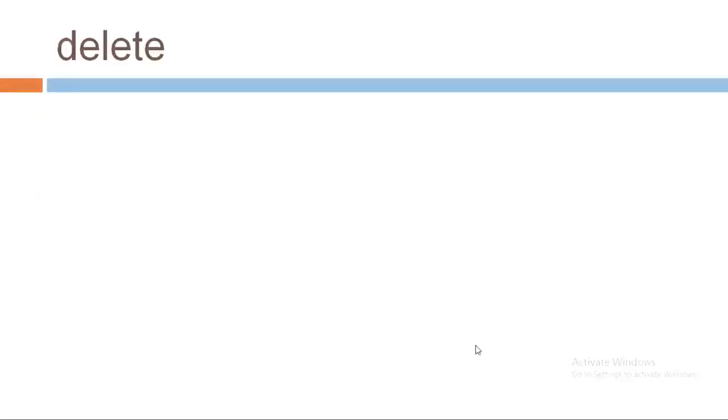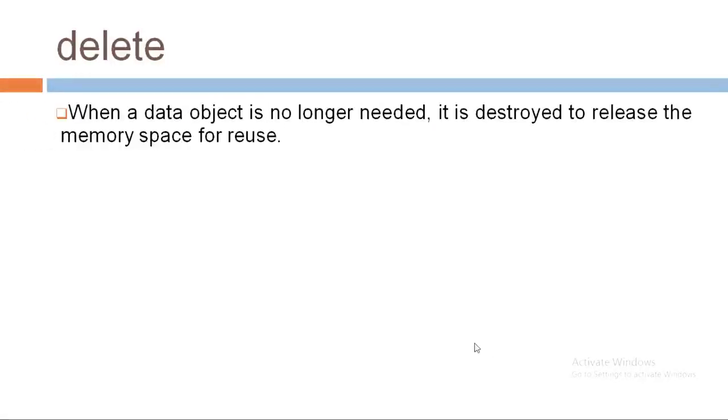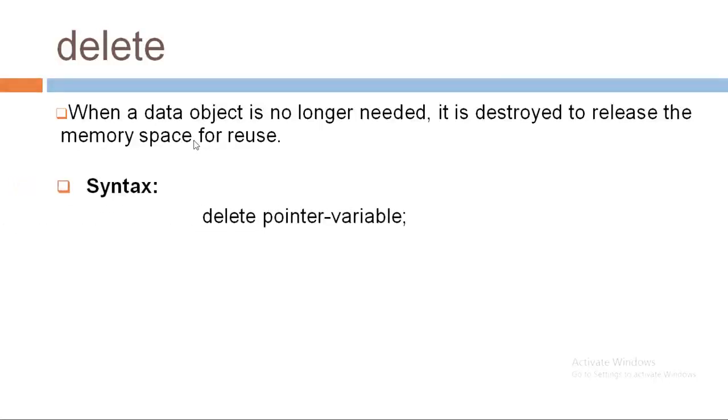Now let's see the delete operator. Delete operator is used to free the memory which is allocated by new operator. So whenever a data object is no longer needed, it is destroyed to release the memory space for use. For that we are using delete operator. Let's see the syntax. Delete and then pointer variable.